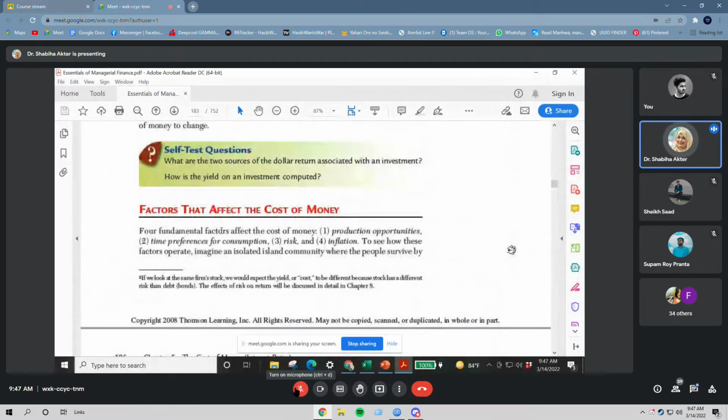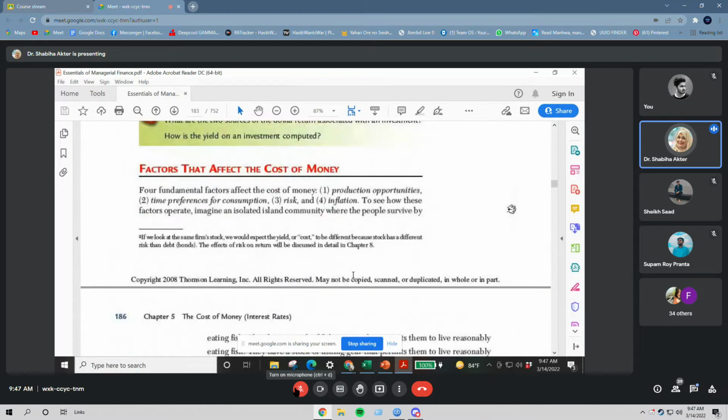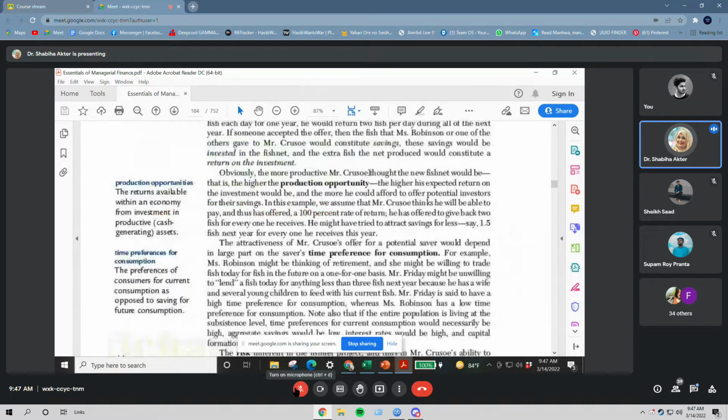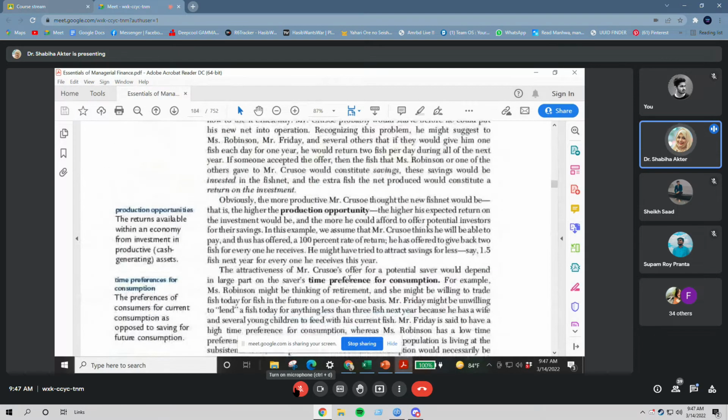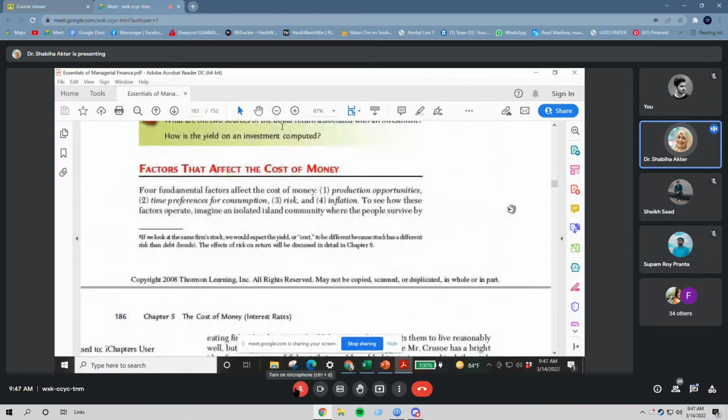So when production opportunity is higher, the cost of money will be higher. Because here, the production opportunity, Mr. X thought that he could produce more. That means his production opportunity is higher. So he is actually offering more to the investor, 100% return, right? But if, for example, the production opportunity is less, then he could offer less as well. So this is one of the factors that affect cost of money, that you need to consider when you are setting cost of money.